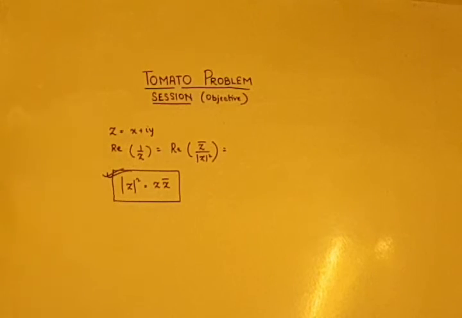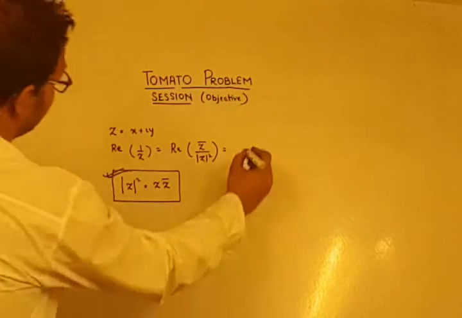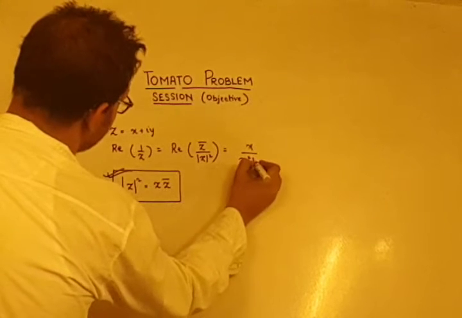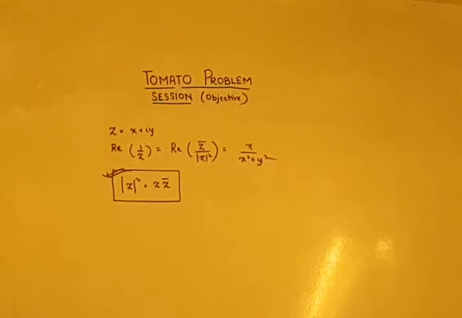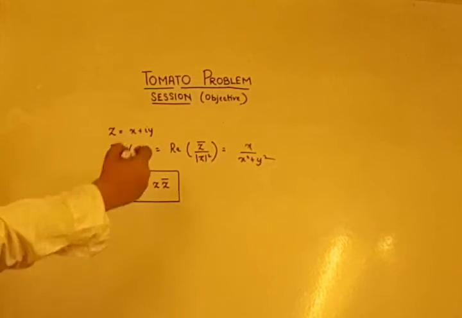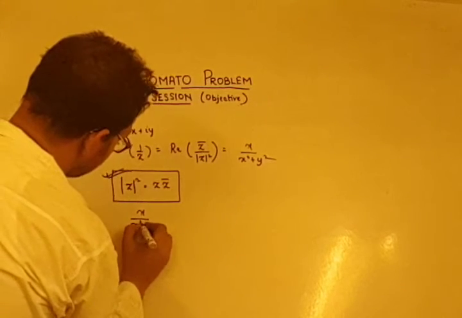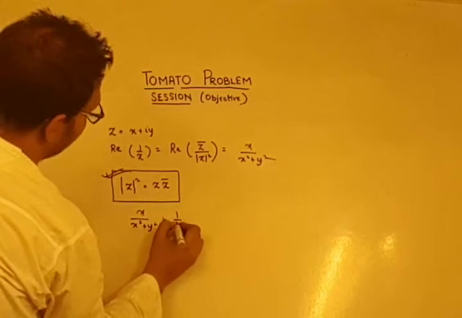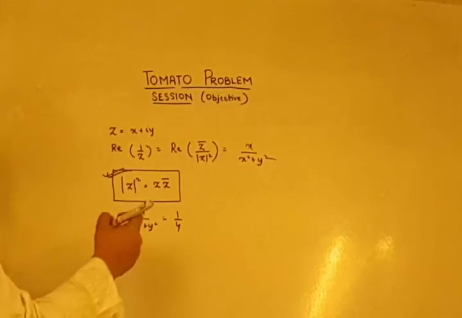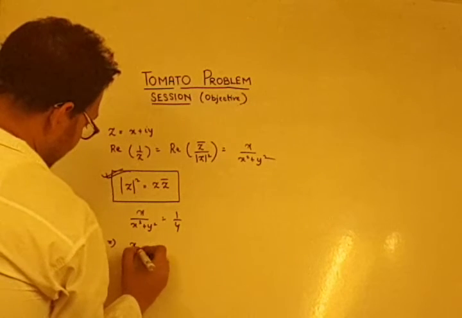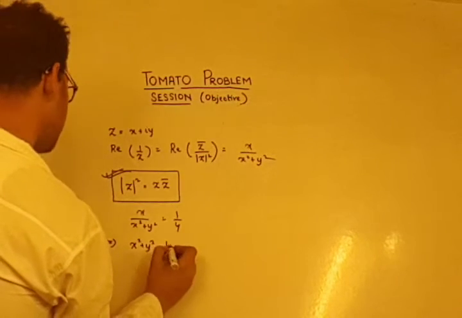Which is nothing but x by x square plus y square. Isn't it? So the real part of 1 by z is x by x square plus y square. Now we just equate this. So x by x square plus y square is 1 by 4, and what we can do is just multiply, cross multiplication helps.